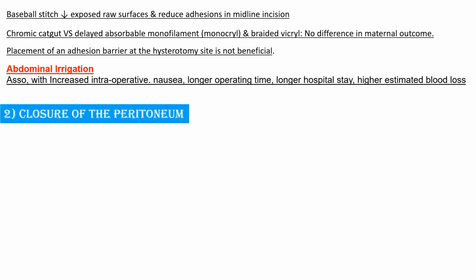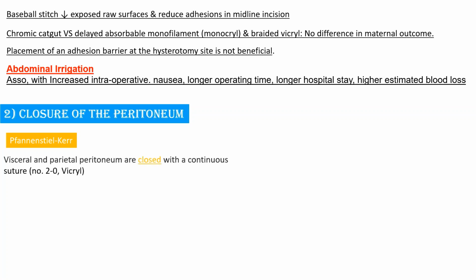Closure of the peritoneum. Pfannenstiel method: visceral and parietal peritoneum are closed with continuous suture. Modified Misgav: visceral and parietal peritoneum are left open.